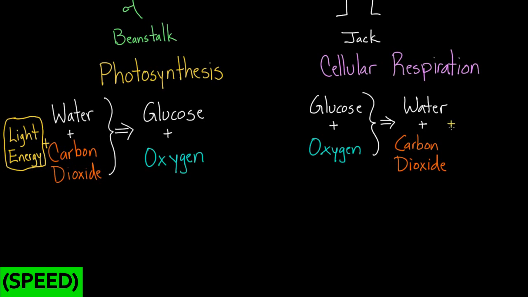And on the other side, of course, Jack is getting something as well. He's getting chemical energy. In fact, he's using the chemical energy to help him climb the beanstalk. The chemical energy comes in the form of what we call ATP, which is just a molecule of high energy. And so Jack and the beanstalk are basically going from light energy to chemical energy using these two equations.